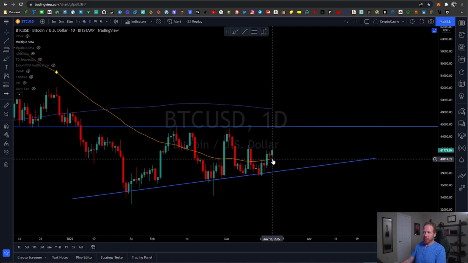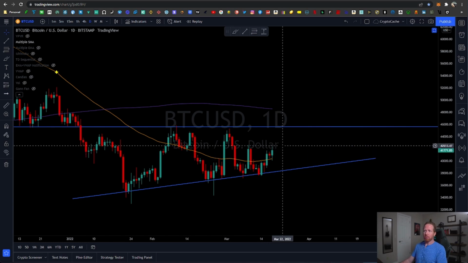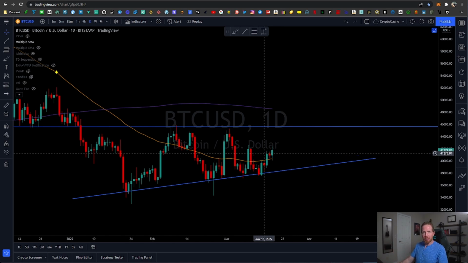The simple moving average here is telling us we're above 50. We closed above yesterday, and again today almost. We're almost there. So we're essentially in a pretty good position to be able to expect that to be considered a support level, and the price should continue to progress upwards.